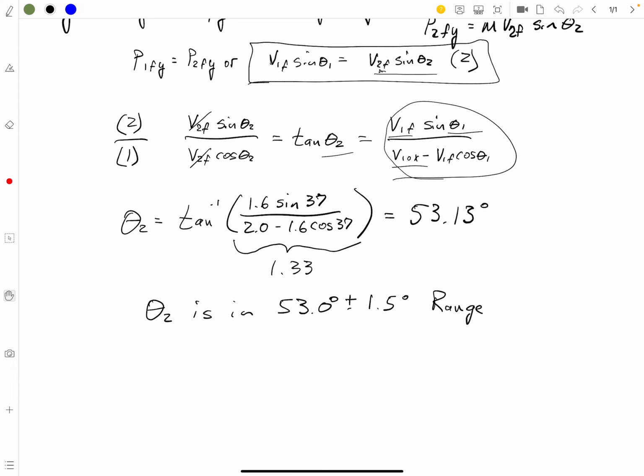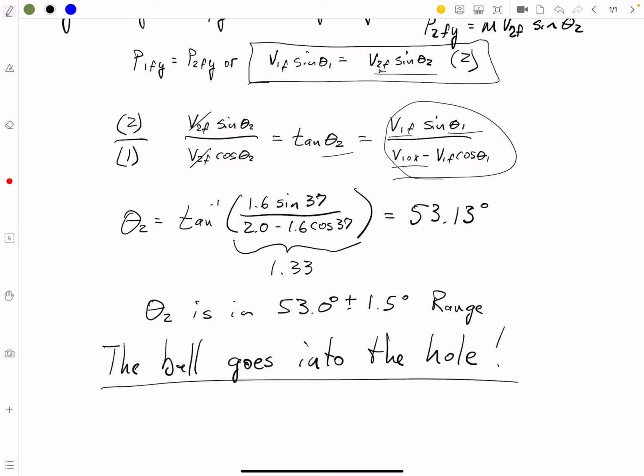And the ball goes into the hole. Yay, we won the game. Okay, so we still have some stuff to do. I still want to do center of mass, earth mass systems, and that. So we're going to do that in the next vid.